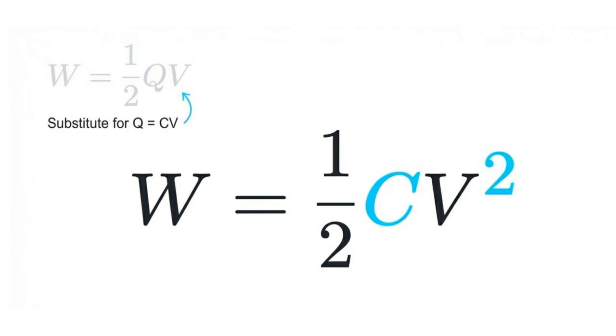Next, we substitute the charge Q with the product of capacitance C and voltage V in the original formula. This substitution simplifies the expression for the work done to charge a capacitor, resulting in the equation W = 1/2 CV².